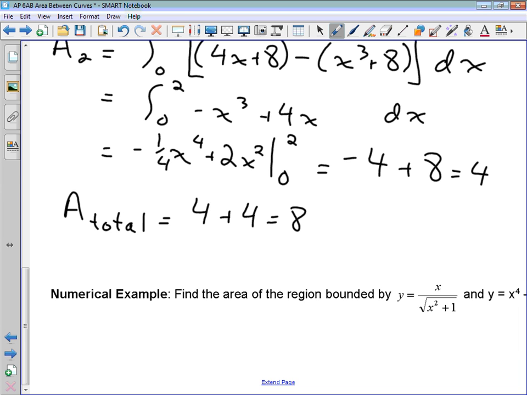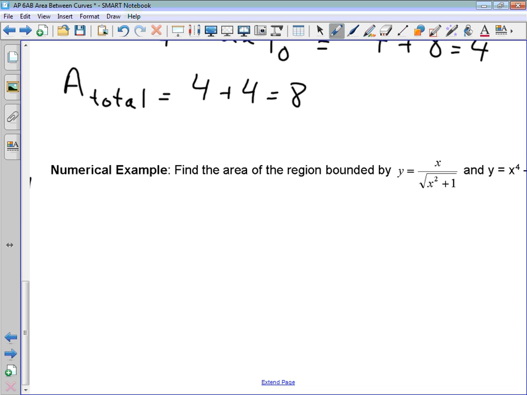All right, so the last example I wanted us to do was one that you would probably have to do numerically. Okay? Find the area of the region bounded by y equals x over root x squared plus 1 and y equals x to the power of 4. Okay? You can't do this algebraically. I don't know. Maybe you can. But this is a question where you would basically have to use the graphing calculator that you have access to. Okay? So we'll do this one kind of together.